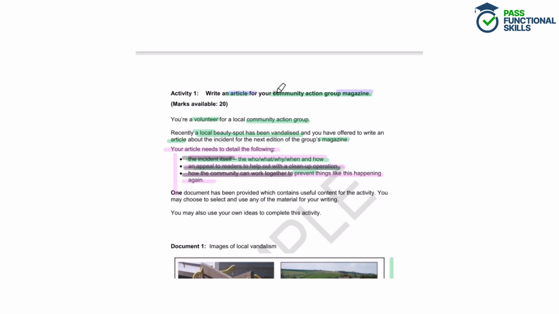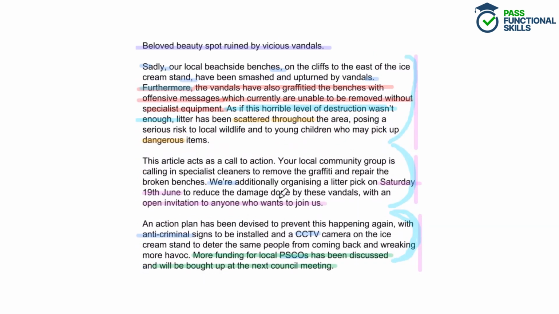Well, we are looking at the Community Action Group magazine. So the audience are going to be readers of this magazine, and they're going to be members of this community action group. They're going to be invested in local issues. So we have adapted our language to the purpose and audience of this text. Words like "our" show that we are speaking to fellow members of the community, and the mention of the cliffs to the east of the ice cream stand shows that we're talking to locals who know the area really well.